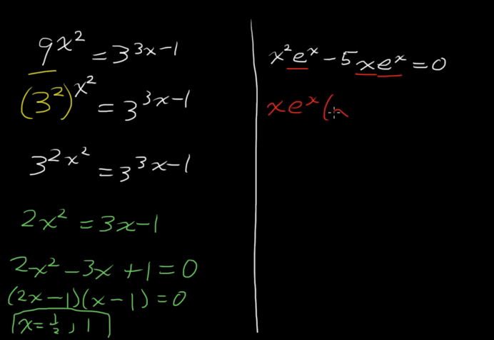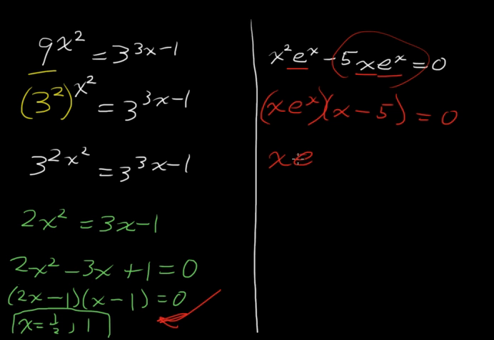Well, what's left here is an x, and then what's left here is a -5. So we factored out x times e to the x. Now you have the same thing that you had down here, and that is two factors equal to 0, so that gives you two mini equations. So x times e to the x equals 0, or x minus 5 equals 0.